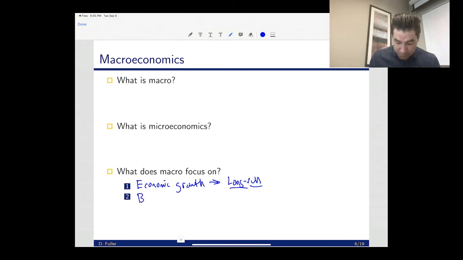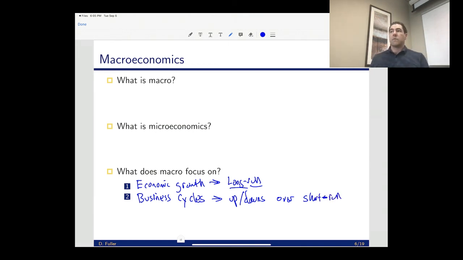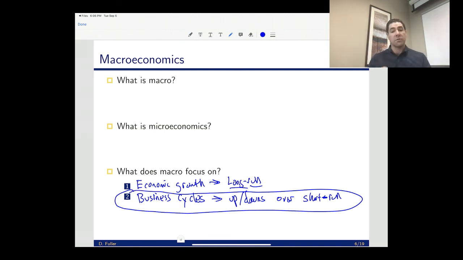The other main focus is what we call business cycles. These are the ups and downs over the short run. Right, so over the past several years, our economy has fluctuated a bit. Production has gone up and down. And business cycles are the study of those ups and downs over shorter periods of time. And so that's the second main focus of macroeconomics. In this class, we're going to focus a bit more on the business cycles. We'll touch a little bit on economic growth, but not quite in as much detail. We have another course in the Econ major that focuses more on economic growth.